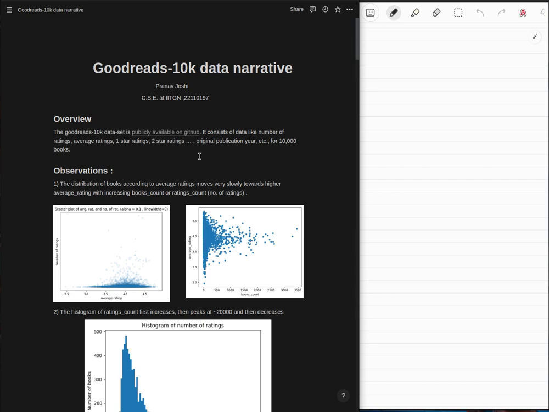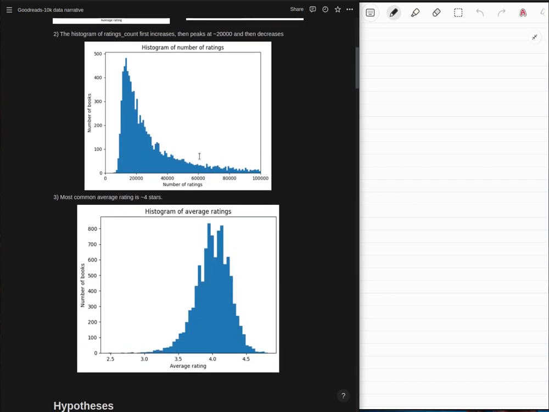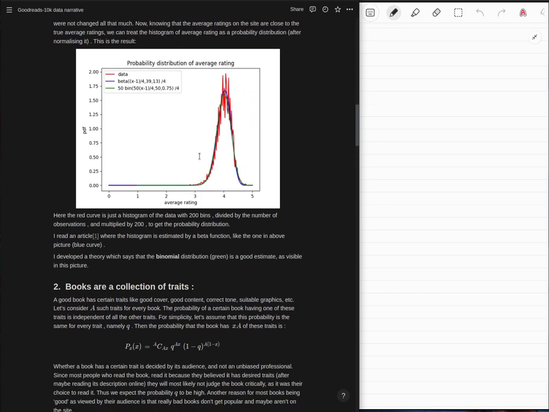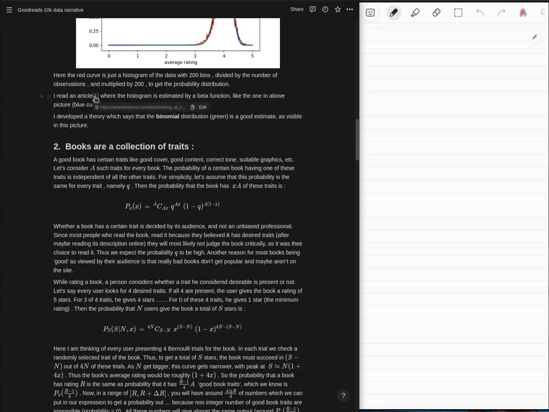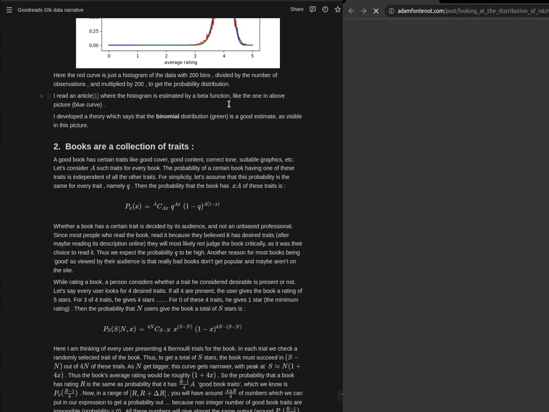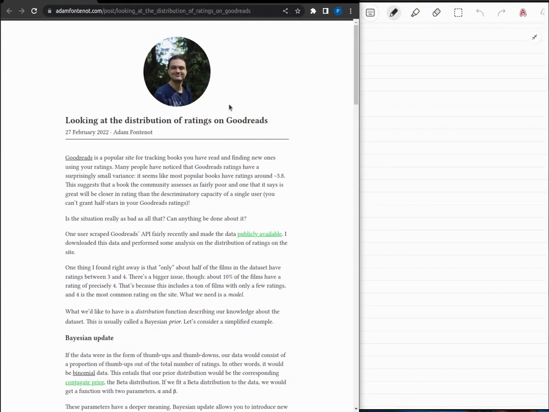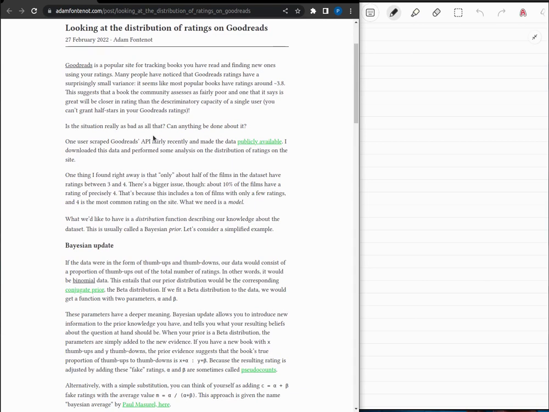I read this article by, I don't remember his name. I think, yeah, it was this article. So Adam Fontenot. Here he basically replied to another article which was using the Dirichlet distribution to model our data, and it also was modeling it for the average rating. And he criticized that. He said that the average rating can be modeled better using a beta distribution.